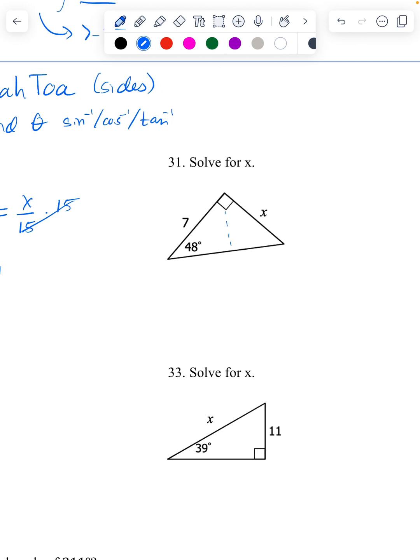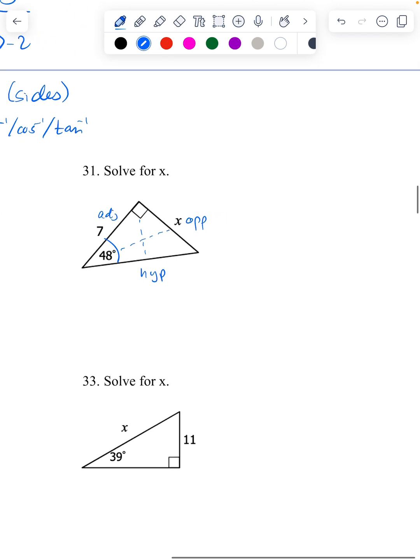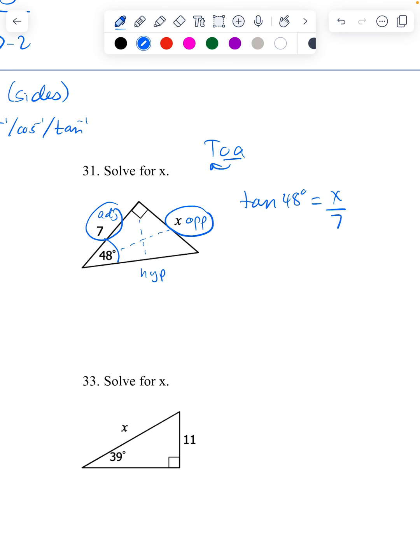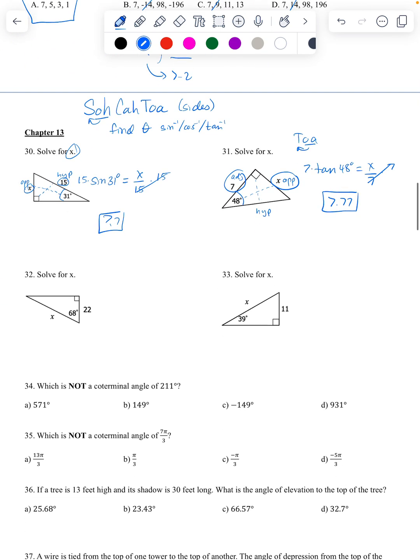So again, across from this is the hypotenuse, which is not marked. Across from the angle that's given is the opposite. And that means the 7 must be the adjacent. It's kind of like the leftover side. So since the adjacent and the opposite are involved, that's going to be TOA. So tangent of 48 equals opposite over adjacent. So when the number's on the bottom, I just multiply it up. So 7 tan 48 gives me 7.77 as a length.